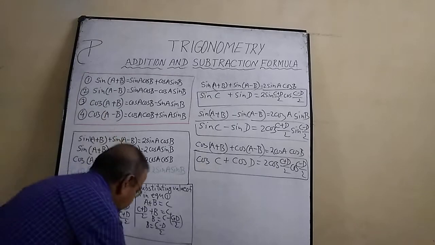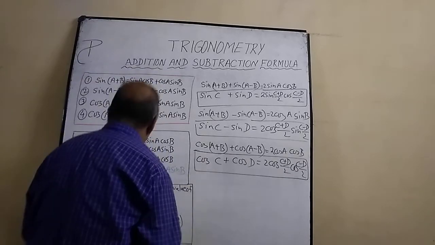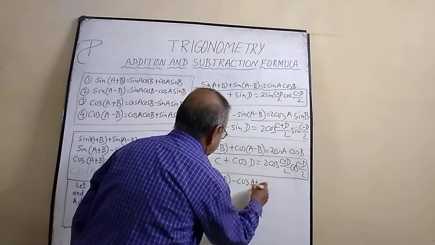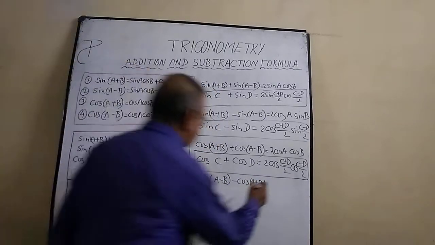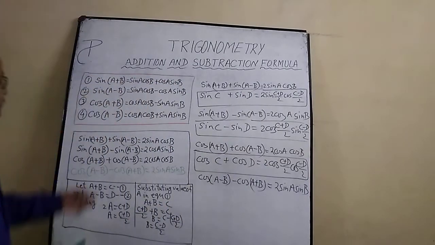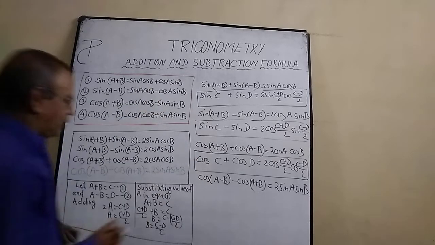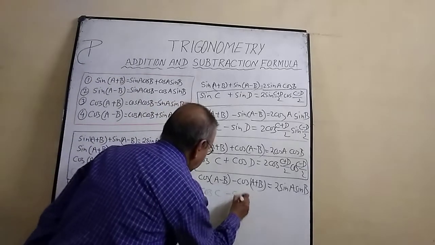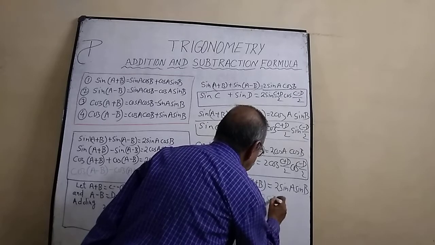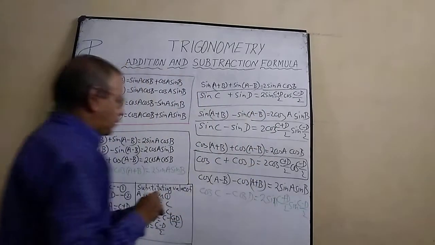Now this is another change: cos A minus B minus cos A plus B is written as 2 sin A into sin B. This cos A minus B, minus cos A plus B, gives 2 sin A into sin B. And here cos C minus cos D is equal to 2 sin of C plus D upon 2 into sin of C minus D upon 2.